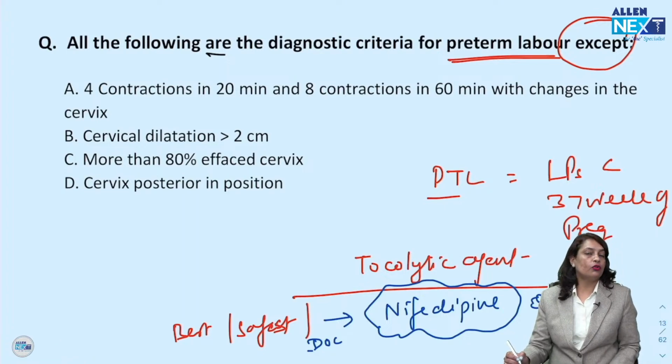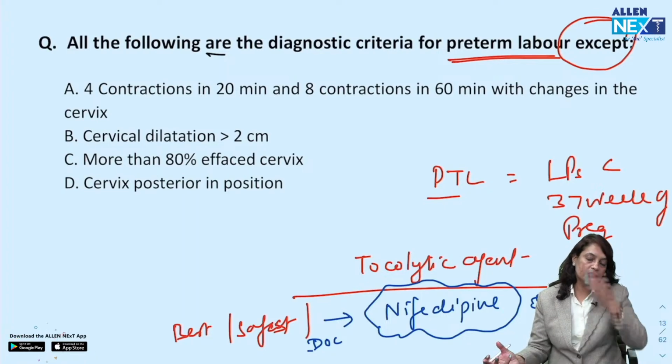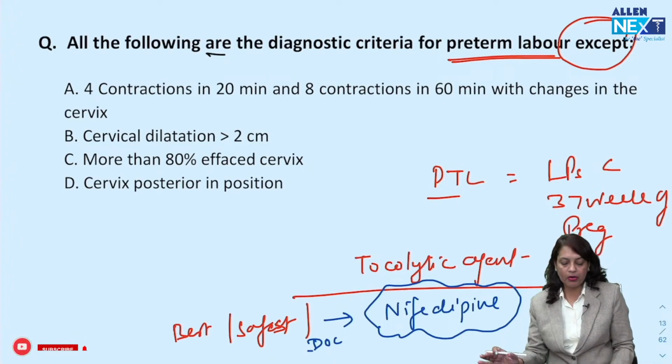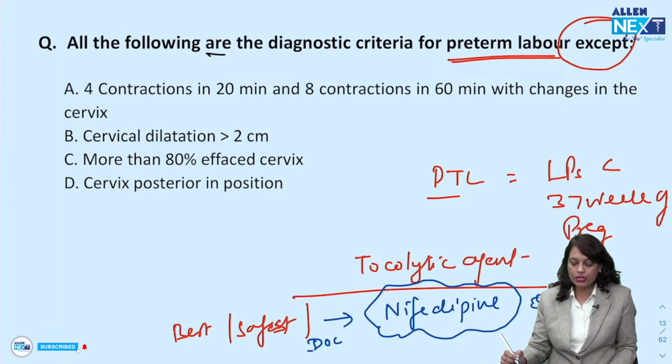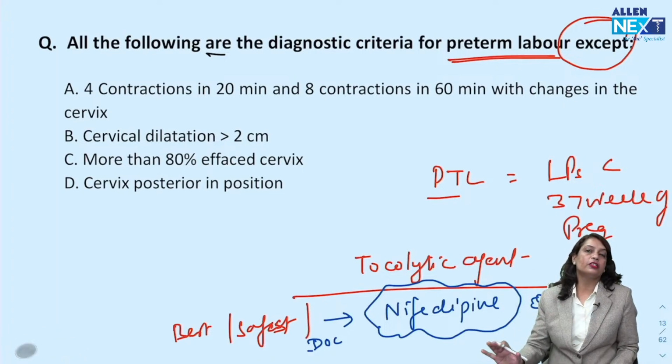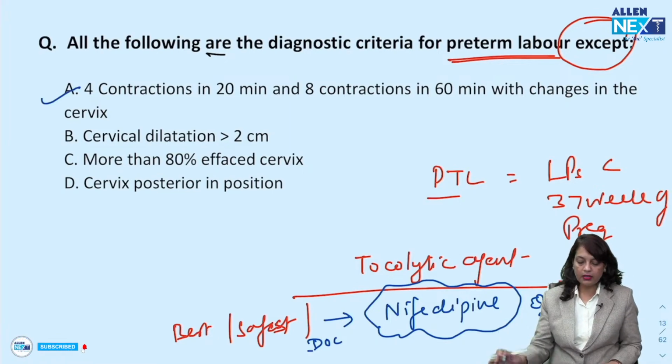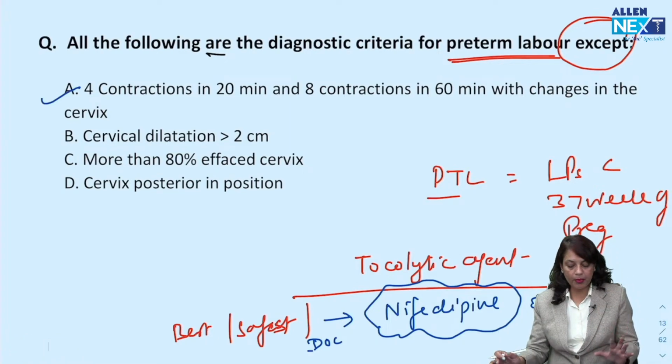Other tocolytic agents are beta adrenergic drugs, or there can be magnesium sulfate, but we prefer nifedipine because it is safest. Now my question is, which of the following is not a diagnostic criteria for preterm labor pains? 4 contractions in 20 minutes and 8 contractions in 60 minutes. This is correct. It is preterm labor pains.